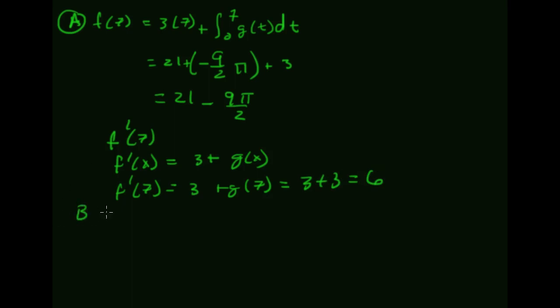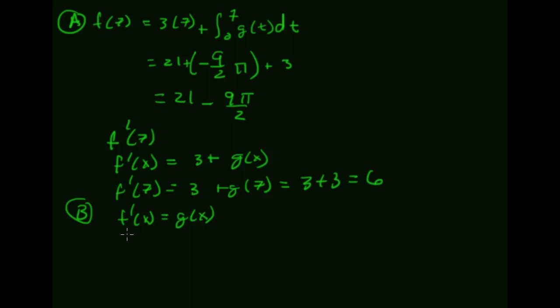Let's look at part B. Part B says find the value of x in the closed interval from -4 to 3 at which f attains its maximum value. Justify your answer. All right, so f prime of x we saw above is 3 plus g of x.